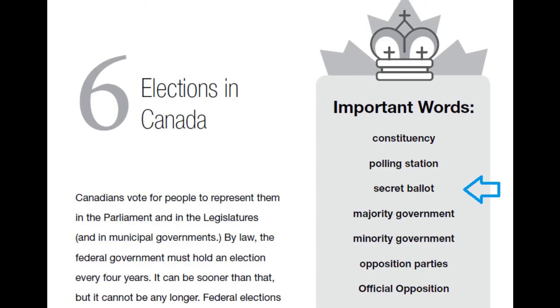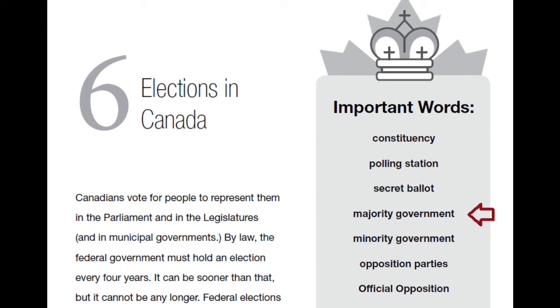A secret ballot. A ballot is the little piece of paper that has the names of the people that are running for members of Parliament or members of the Legislative Assembly, if you're talking about a provincial election. And a secret ballot means that no one sees who you vote for. You'll be marking an X in a little box beside the name of the person that you're voting for, but you do it behind a booth so that no one sees which name you marked, and then you put it in a ballot box without anyone looking at it. So no one knows before or during or after who you're voting for, and that's called a secret ballot.